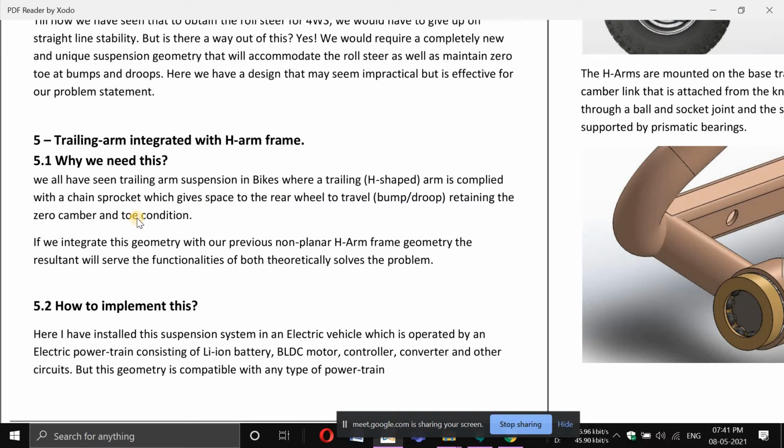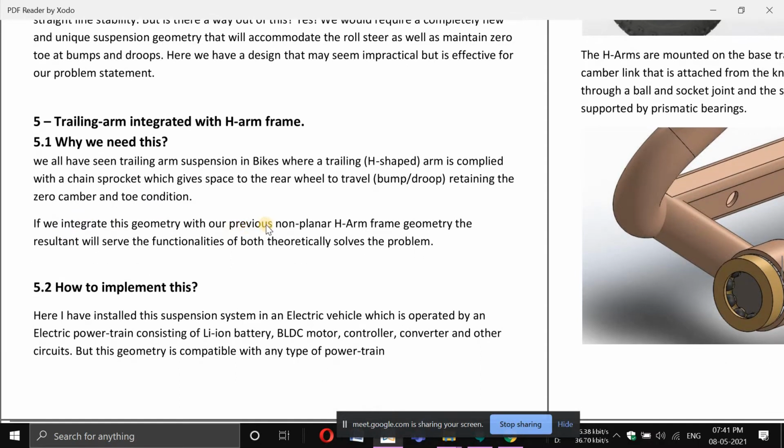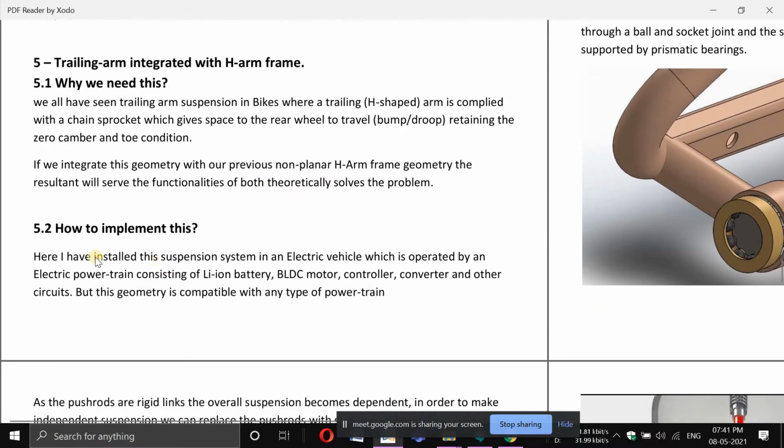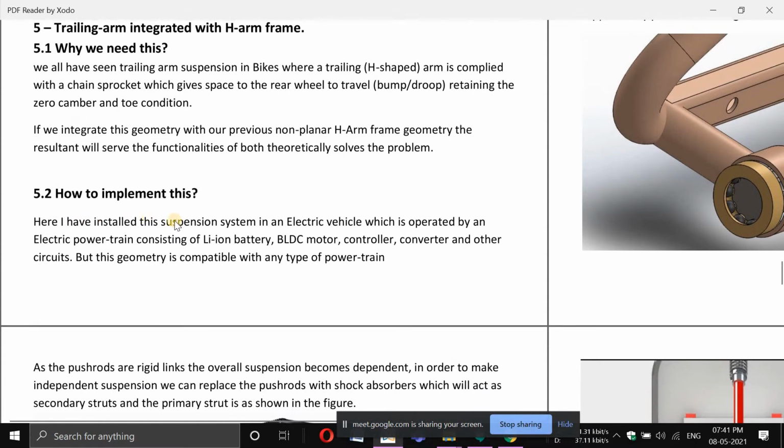That is, in the trailing arm suspension, the rear wheel of the bike is rigidly fixed. It cannot steer in any way, because steering of the rear wheel of the bike is not desired. So this is the major characteristic of trailing arm suspension. And if we integrate this geometry with our previous design, this theoretically solves the problem. How to implement this? I have installed a suspension system.